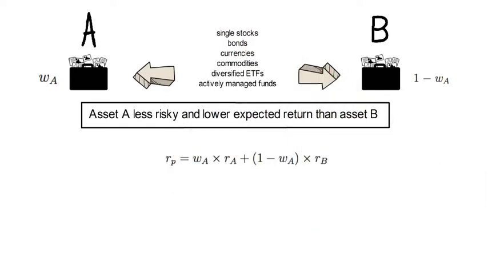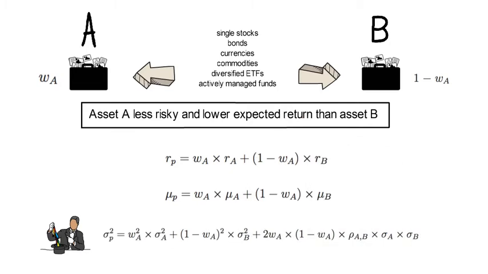The portfolio's expected return mu P equals the next expression, which says that the expected return of a portfolio is a linear combination of the expected returns of the portfolio's constituents. Now the magic of diversification arises from the portfolio's variance sigma square P. It equals the following expression, where rho A, B is the unconditional correlation between asset A and asset B.